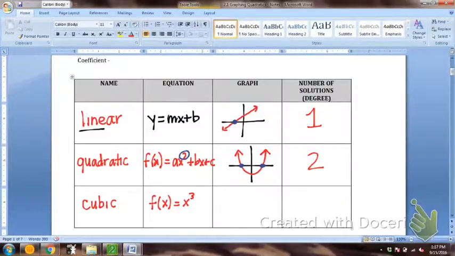What does the graph of x cubed look like? Yep, kind of a wavy line. What is the degree here? 3, which means it should cross my x-axis how many times? 3. And look, 1, 2, 3. It does cross 3 times, right? Which means there are 3 answers, or 3 solutions.